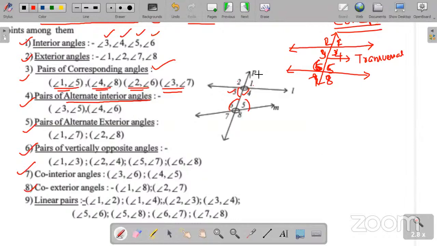Linear pair, very important. That means angle 1 plus angle 2 is equal to 180. Angle 3 plus angle 4, 180. Angle 3 plus angle 5, 180. Angle 7 plus angle 8 also 180. So they are called linear pairs.